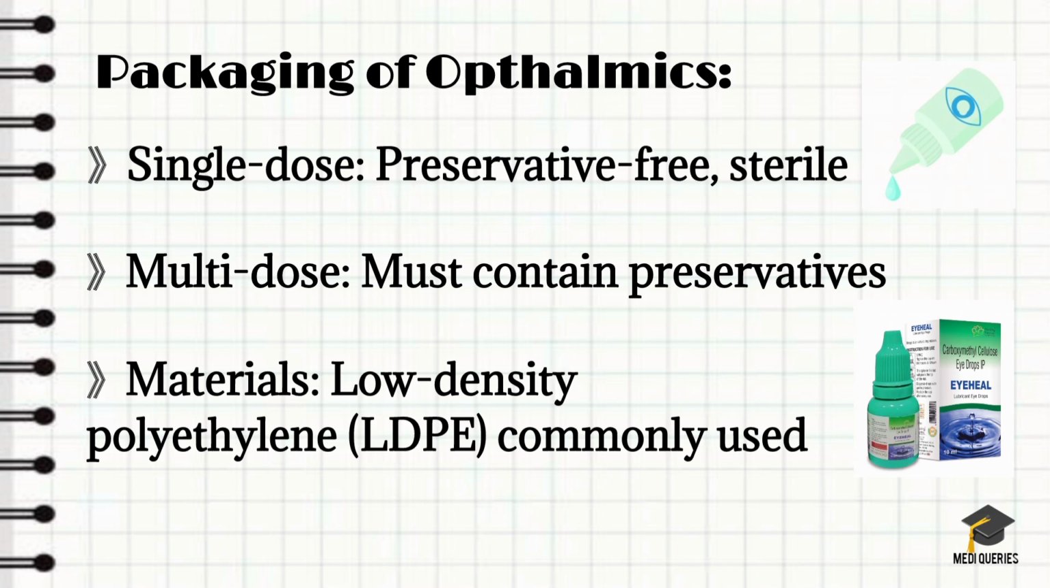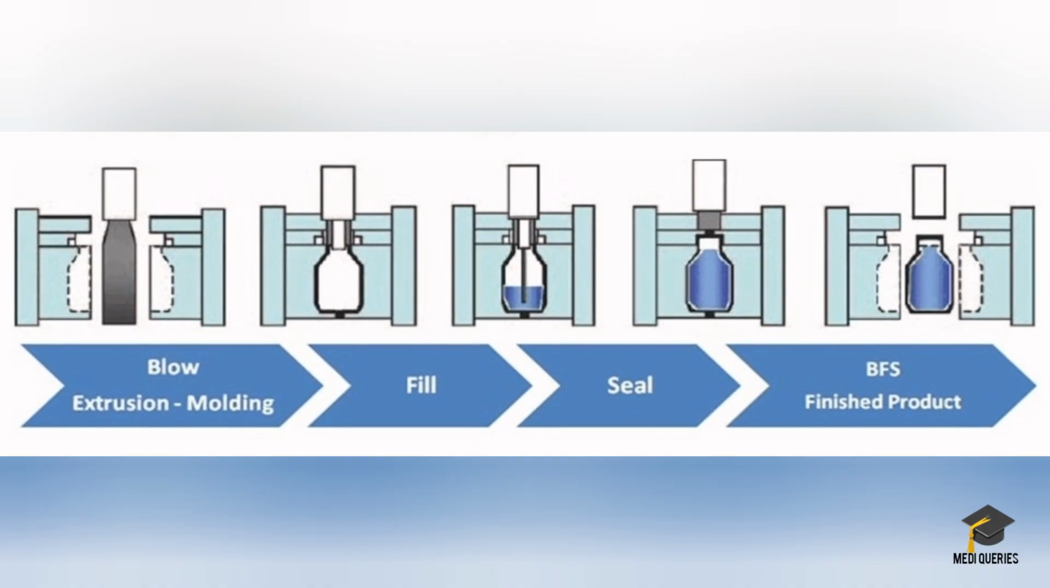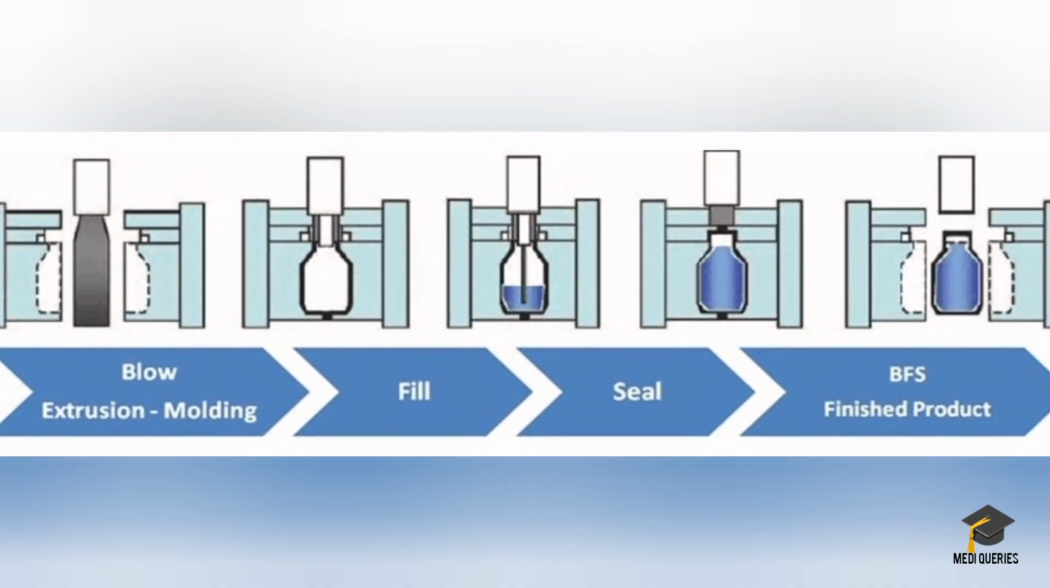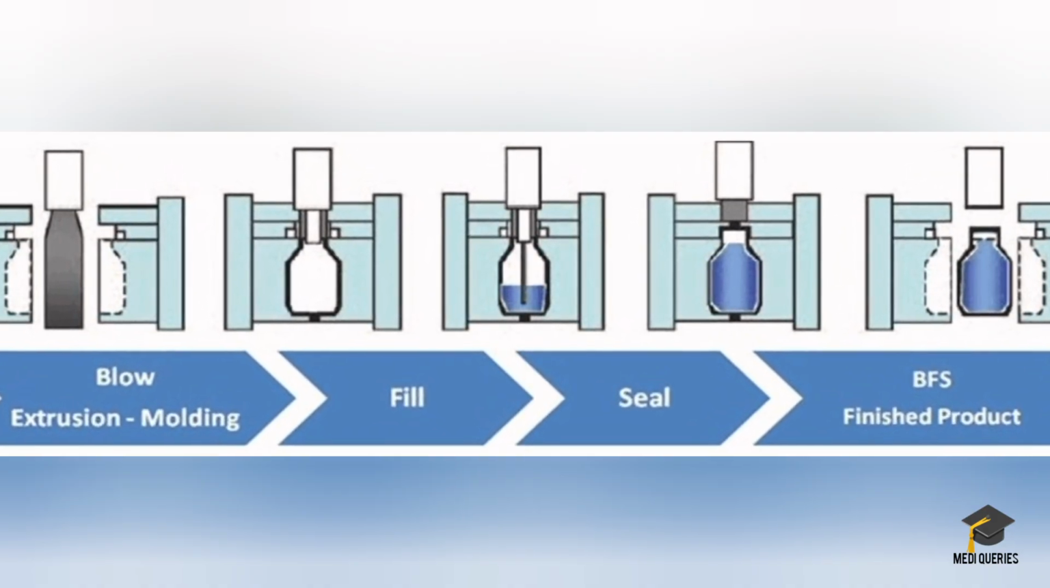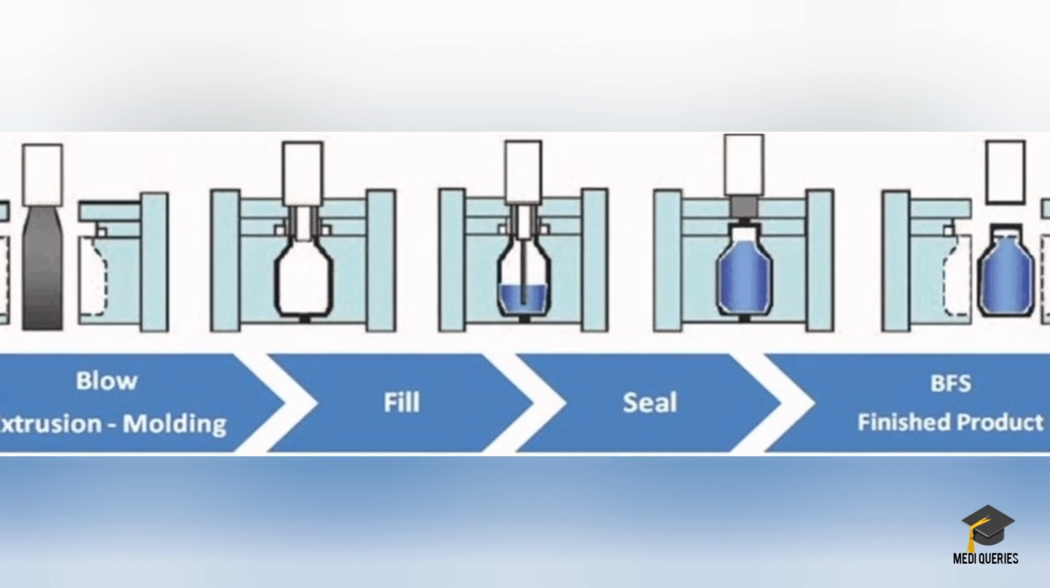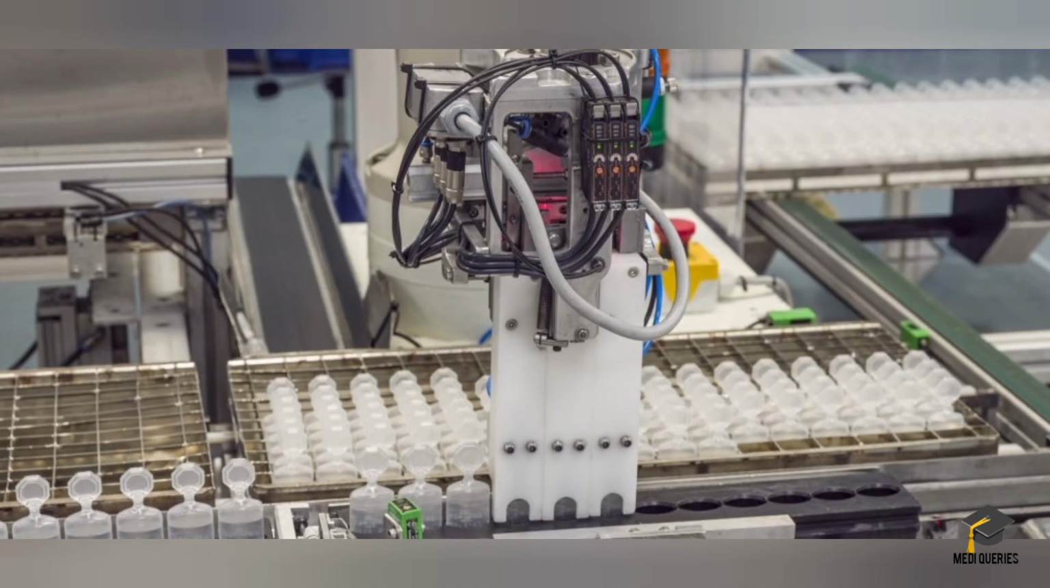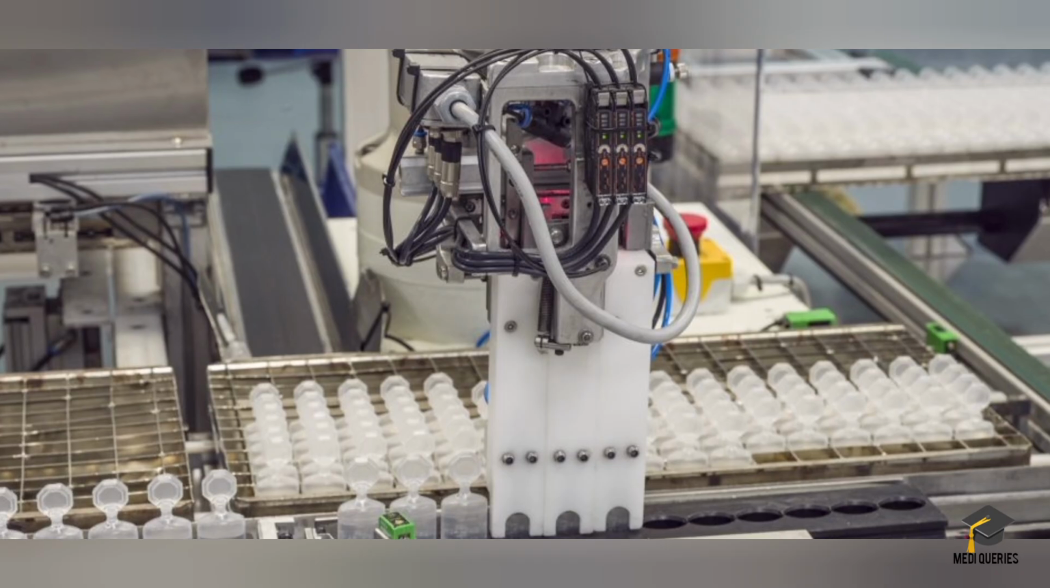Next is glass containers. Amber colored glass is used for light sensitive drugs. And blow fill seal technology, the modern advanced method, is nowadays used. The container is formed, filled and sealed in a continuous sterile process. It is used for both unit dose and multiple dose packaging. Okay, this is about the packing materials.